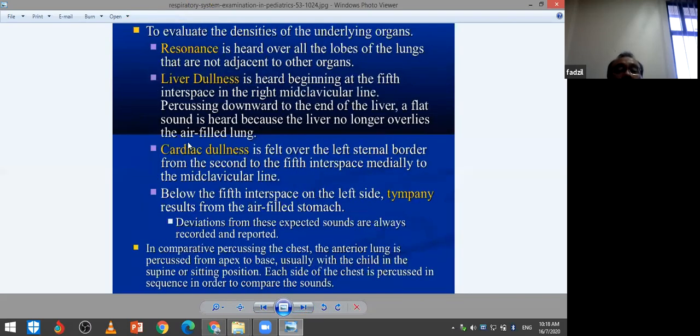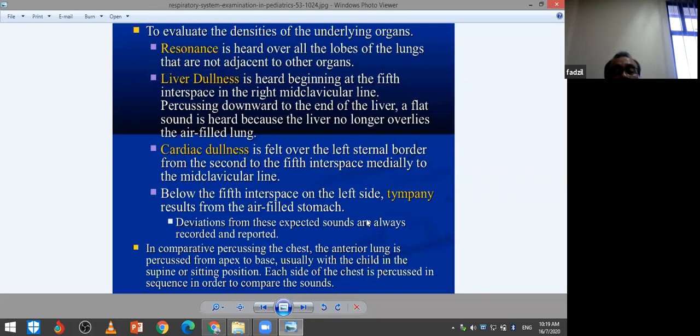And then you have to differentiate with resonant. Normal will be resonant, all over the lobes of the lung. Liver dullness, you have to be able to appreciate liver dullness at the fifth intercostal space. And cardiac dullness, you have to differentiate, second to fifth. The liver dullness is more dull than cardiac dullness. And then tympanic, the air fills the stomach. These three things you have to be able to differentiate. The normal is resonance. This is all normal. You have to recognize this.